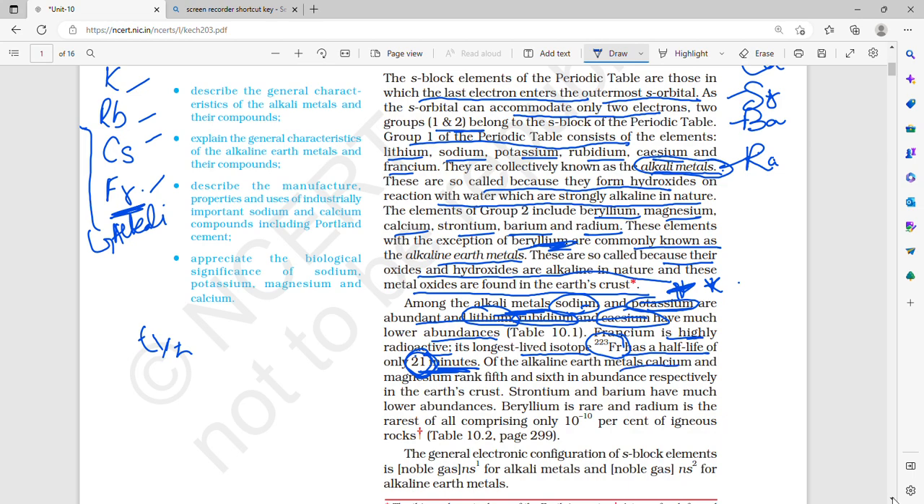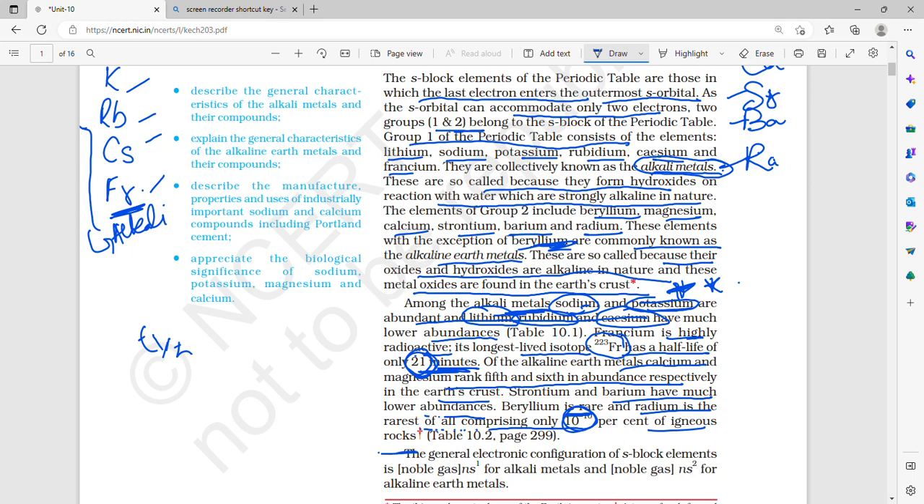Of the alkaline earth metals, calcium and magnesium rank 5th and 6th in abundance respectively in the earth's crust. Strontium and barium have much lower abundances. Beryllium is rare, and radium is the rarest of all, comprising only 10 to the power -10 percent of igneous rocks.